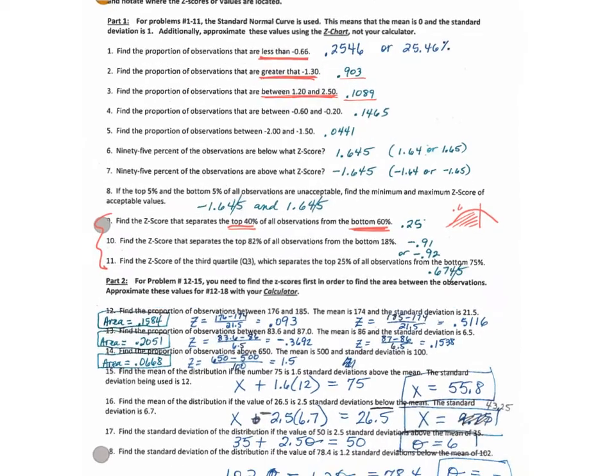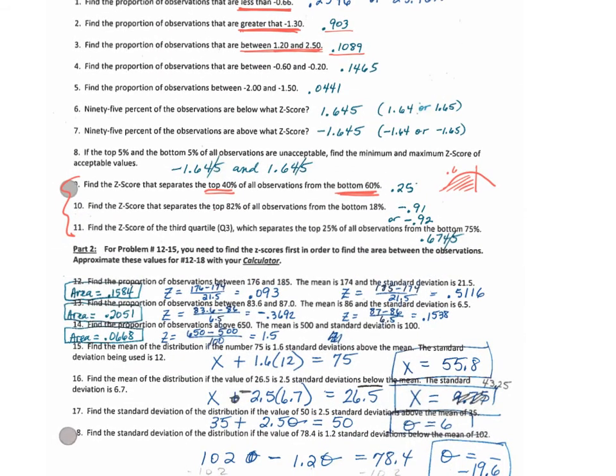All right, number 10, the z-score that separates the top 82% from the bottom 18%. You would have a picture here. You'd have your bottom 18% of data. And for this z-score, you would put in inverse norm of 0.18, and that is the z at that spot. That should come up as negative 0.191 or 192. I'm not sure which one it rounds to.